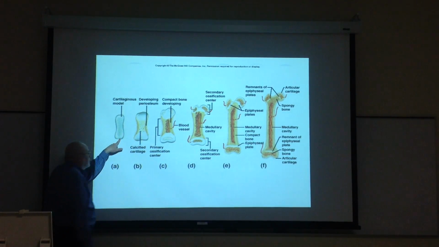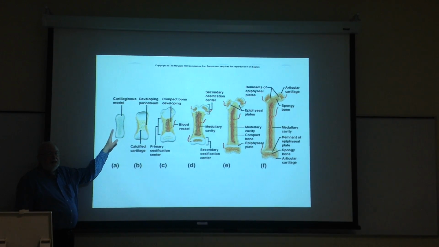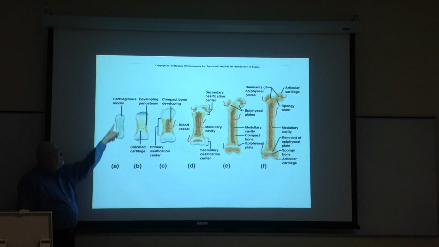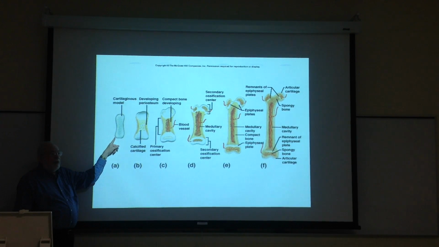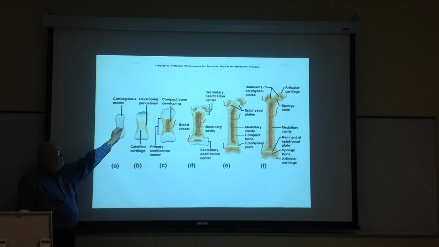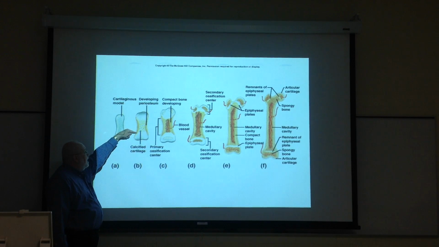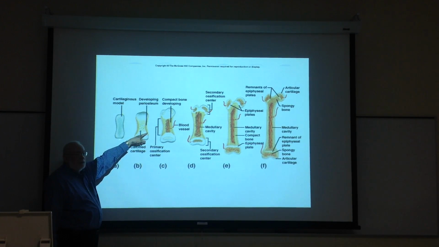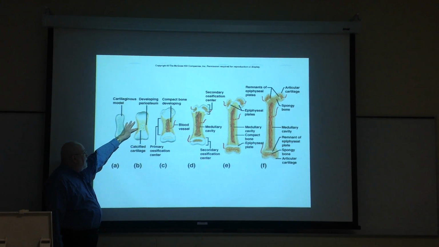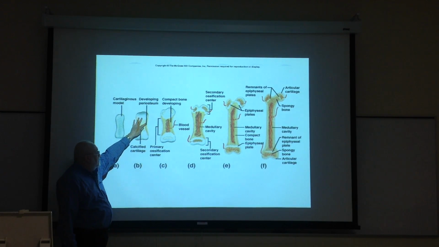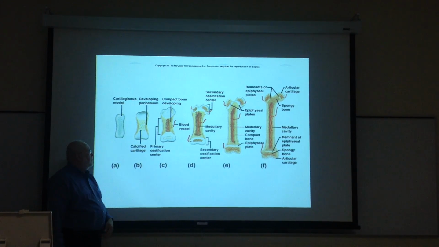Here's the cartilaginous model. This is just hyaline cartilage. It'll have a really thin perichondrium covering. All right, so remember, an avascular tissue, nutrients simply diffuse in here to take care of the cells. All right, we start with a developing periosteum. Blood vessels grow into it, more blood vessels actually. And some osteoblasts start to form right beneath the surface, giving us that primary ossification center.